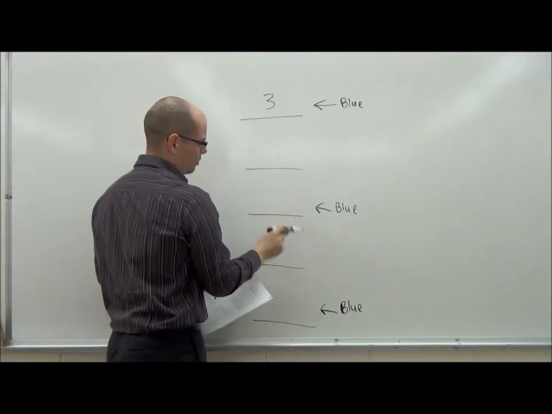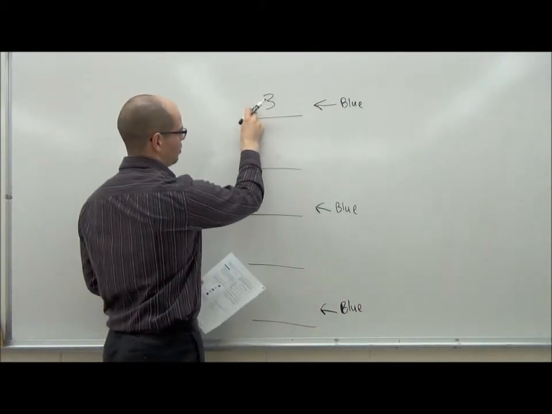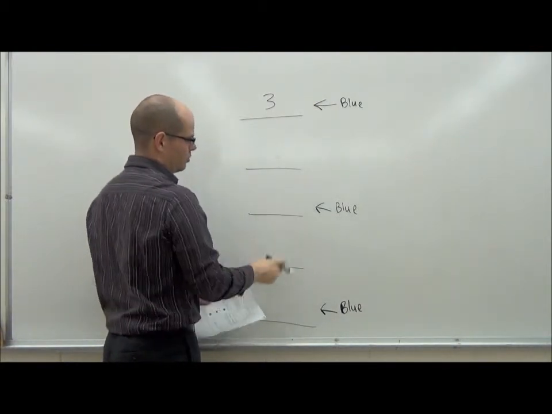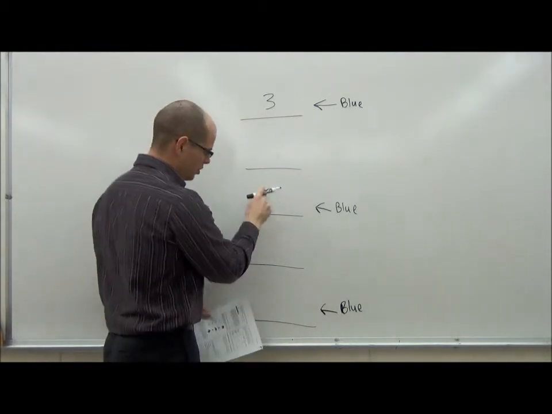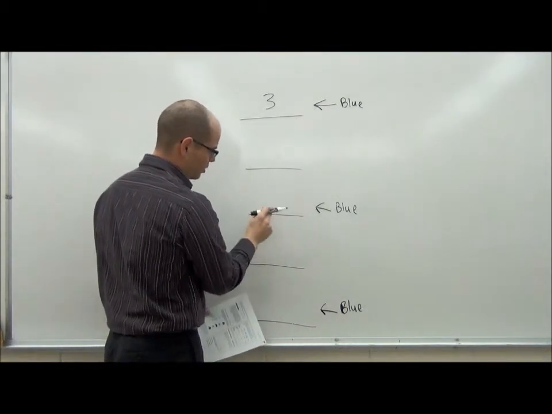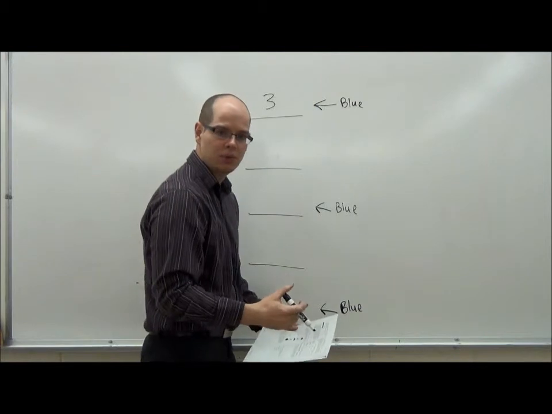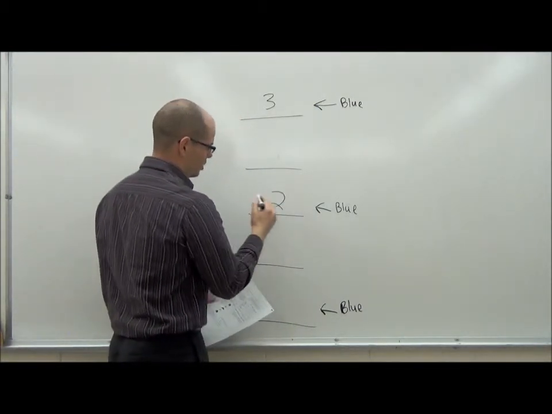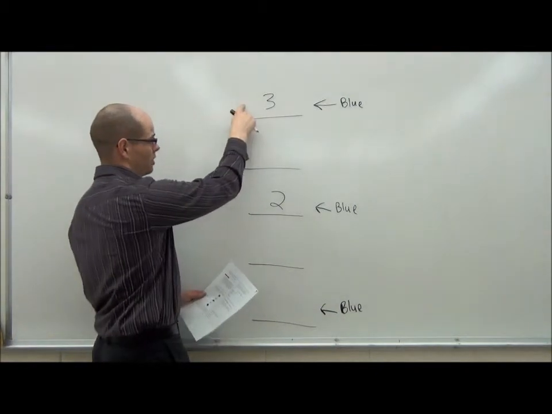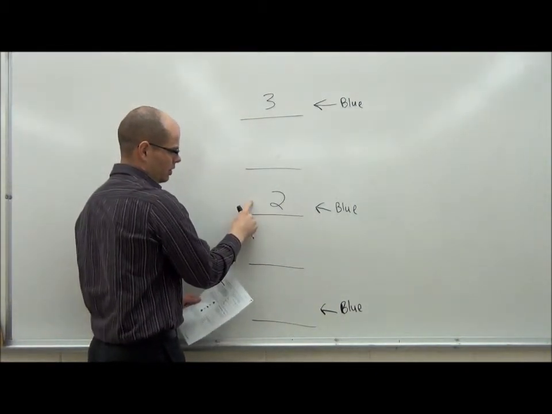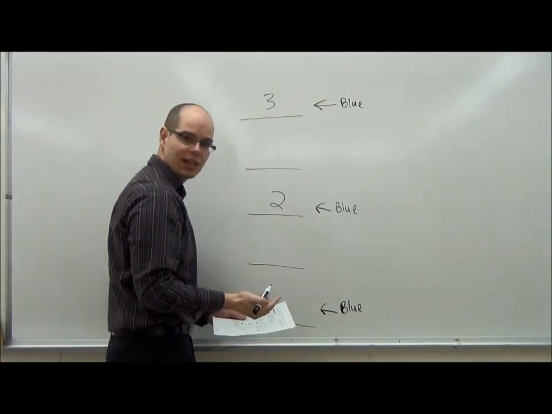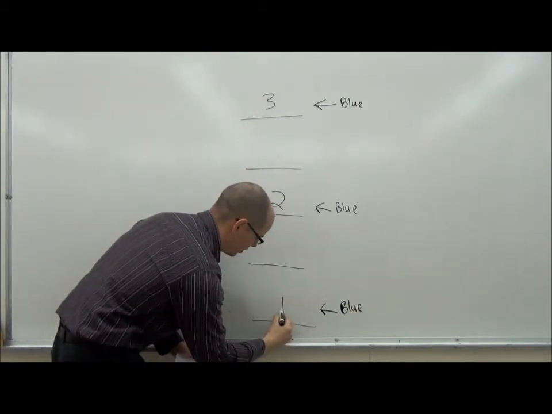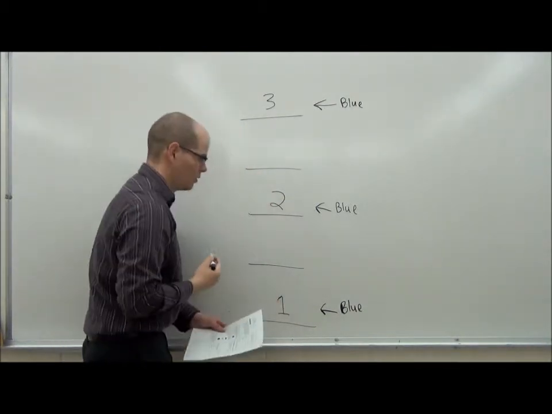If I had 3 blue tents total, if I put one of them here, I've only got 2 left to choose from. Those 2 can go in either spot. So of the remaining 2 blue tents, either one can go here. So I'm going to put in a 2. So we've used one here. We've used another tent here. So that leaves us with only 1 tent left. So there's actually only one possibility for the last tent, okay?